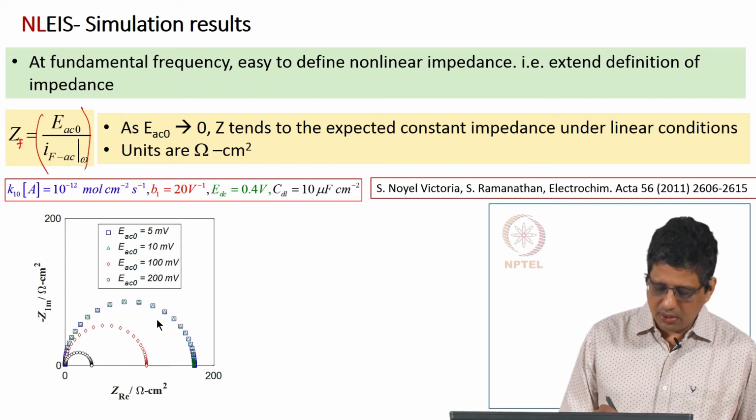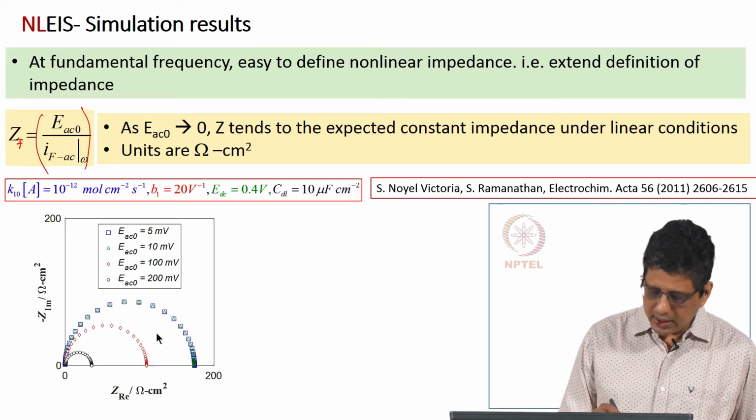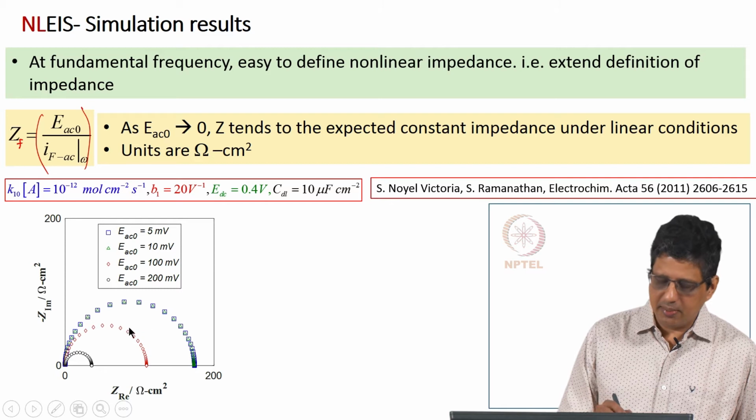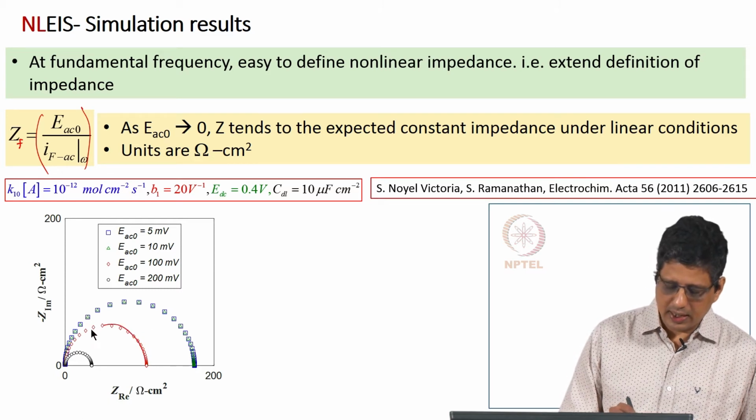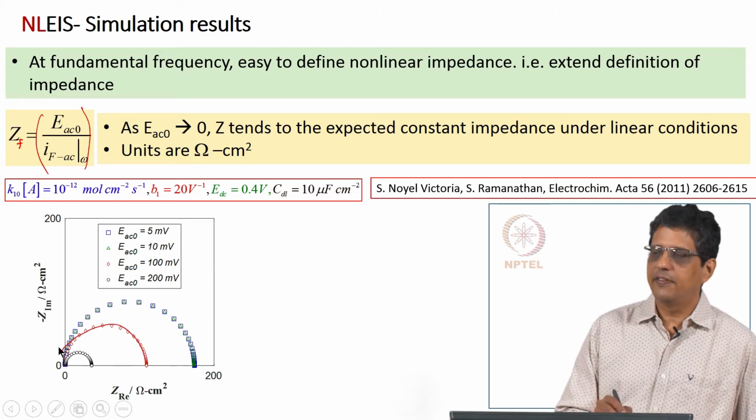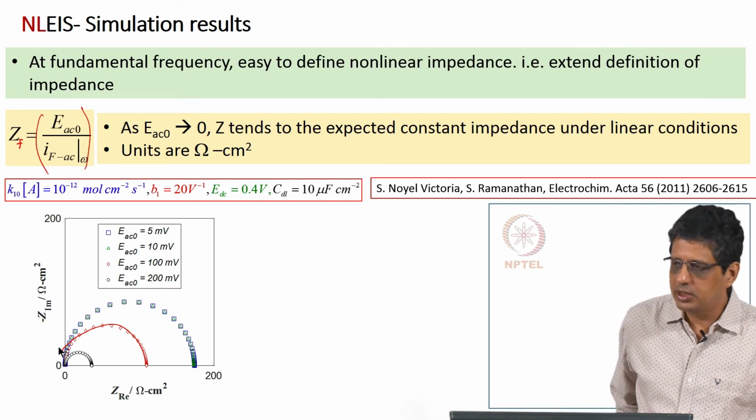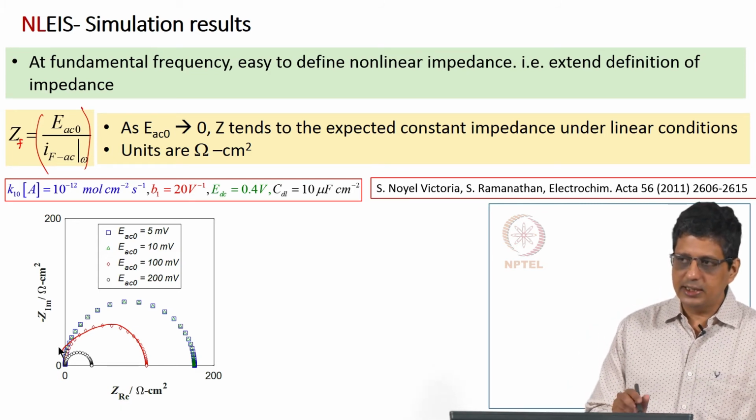If I go to 100 millivolts, the results that you would get are given by the red color diamonds. So, it is going like this. It is definitely different from what we see at 5 millivolts and 10 millivolts. So, we would say this is a nonlinear response.